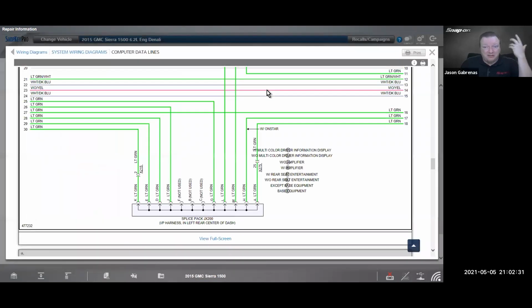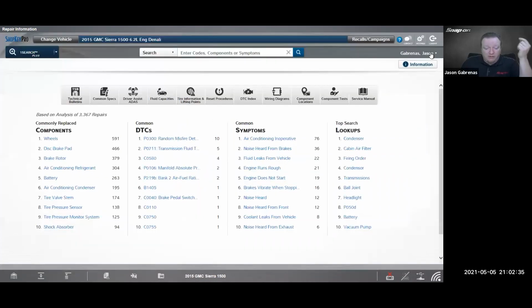The biggest thing I always say is, if you have a Snap-on scan tool, go in with the guided component tests and test CAN on a car. That way you can see what good looks like.